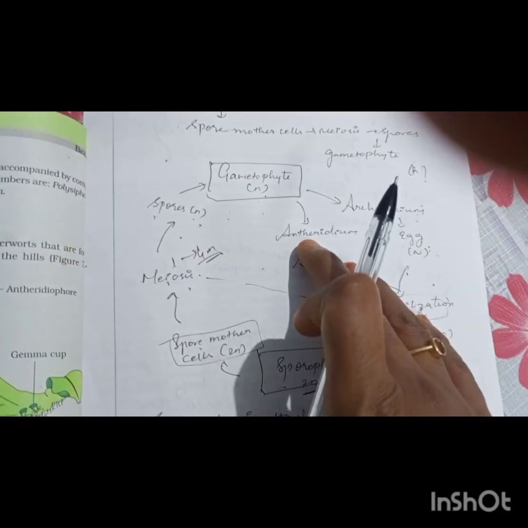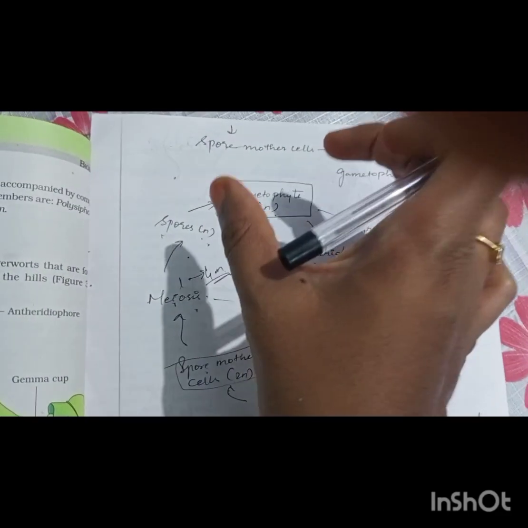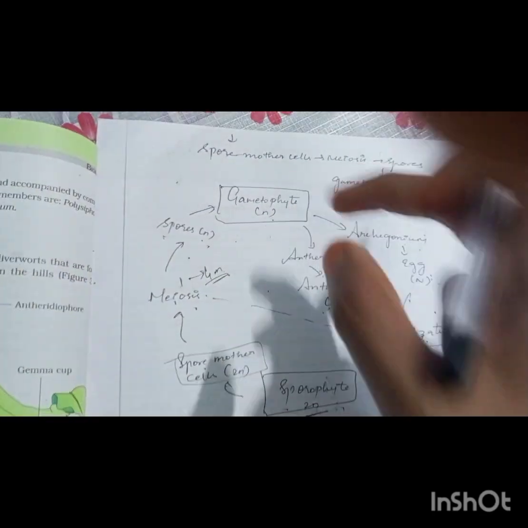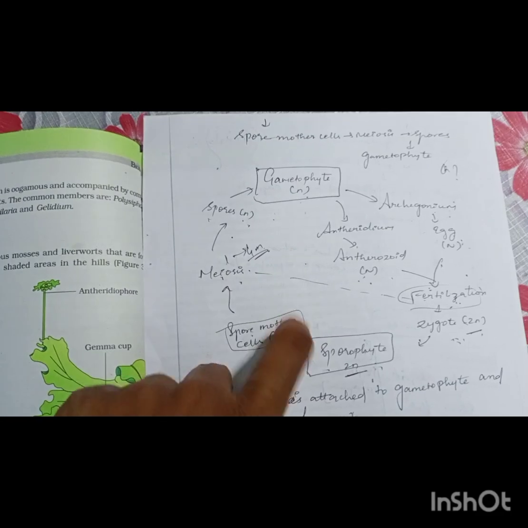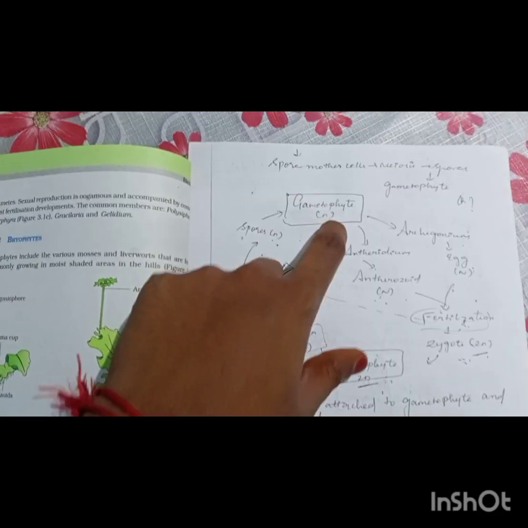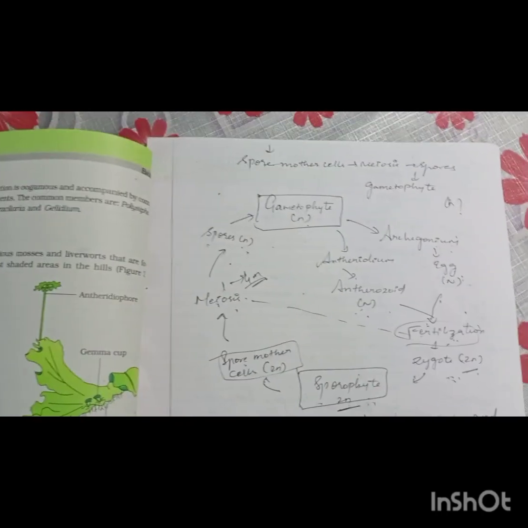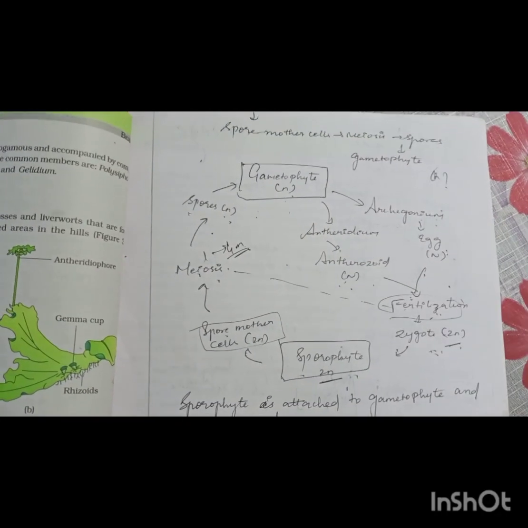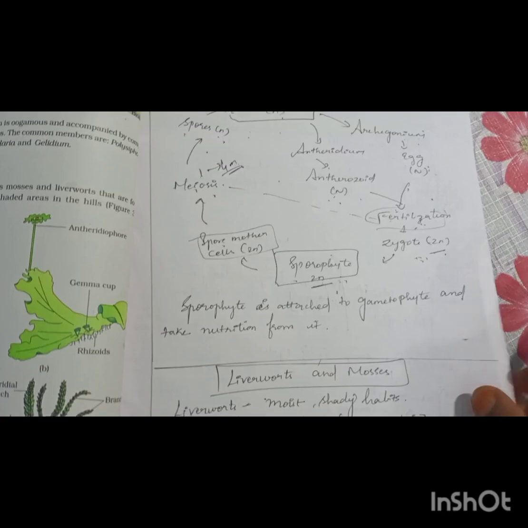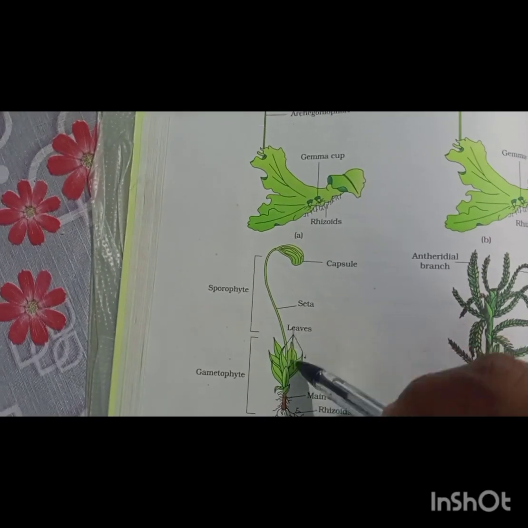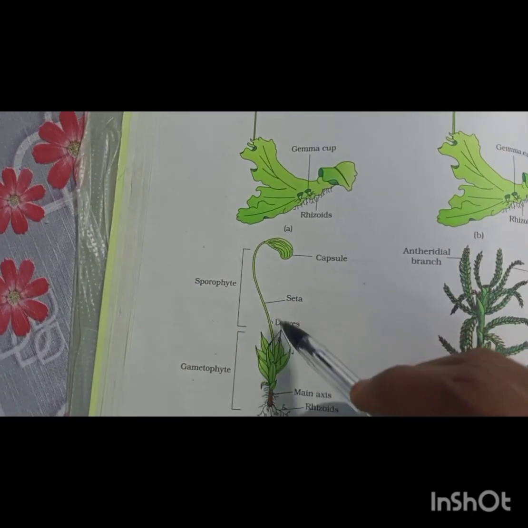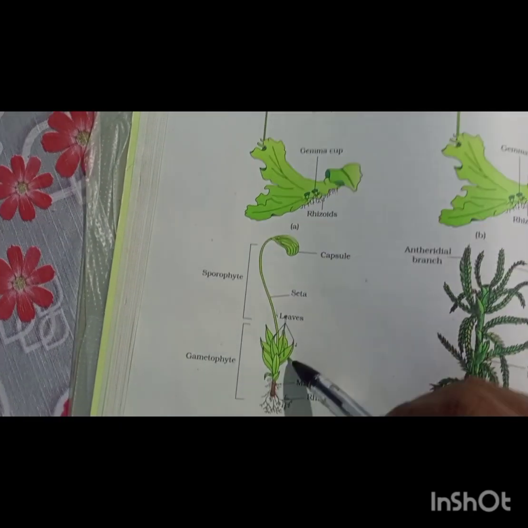So in the same plant, if the part is haploid, that is gametophyte. If the part is diploid, that is sporophyte. And these two alternate with each other. So gametophyte is giving rise to sporophyte, sporophyte is giving rise to gametophyte, and this kind of alternation is known as alternation of generation. So sporophyte will not grow separately. It is found to be attached to a gametophyte. So sporophyte will take its nutrition from the gametophyte.